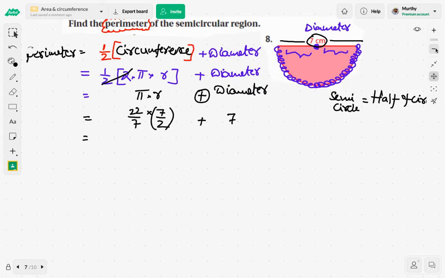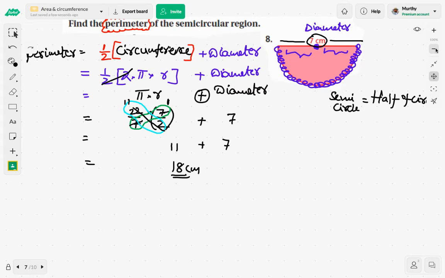Now let me go for the butterfly method. 7 over 7, so 7 times 1 gives me 7. Therefore 1 is here. On the other portion, if I take 22 and 2, 22 divided by 2 gives me 11. So 11 times 1 is 11. Then the denominators are already cancelled. So 11 plus 7 gives me 18 centimeters. This is the perimeter of the given figure.